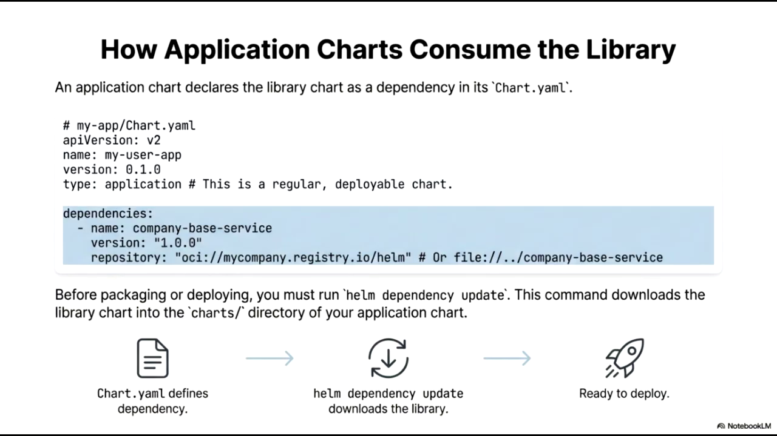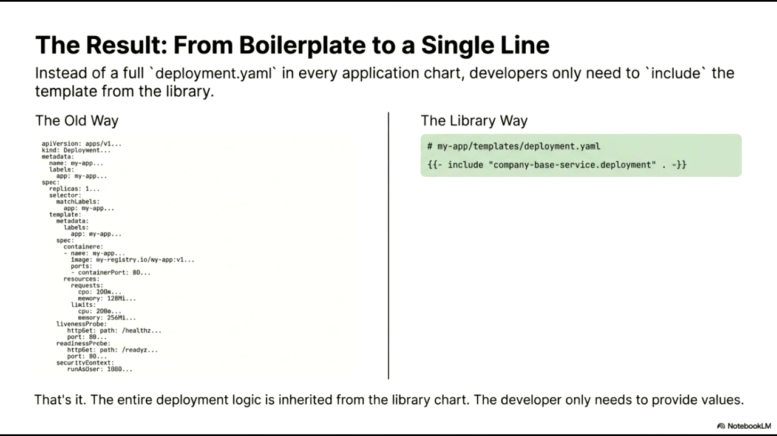Before you can package or deploy the application, you must run the command helm dependency update. This step is essential because it downloads the library chart and places it into the charts directory of your application. The workflow is straightforward. First, define the dependency in chart.yaml. Second, run the update command to download the library, and once that is complete, your application chart is ready to be deployed.